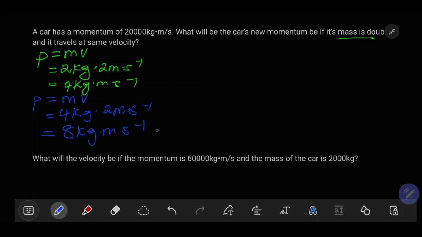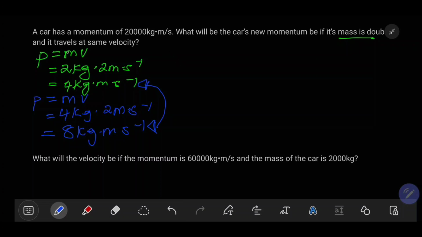Because if you check the two momentums, the momentum before we doubled was 4, and the momentum after we doubled the mass was 8. So it's the same thing as doubling the first momentum. So when we double the mass, the momentum will also be doubled. Similarly, if we double the velocity or reduce the velocity by a factor, then the momentum will also be affected in that way.